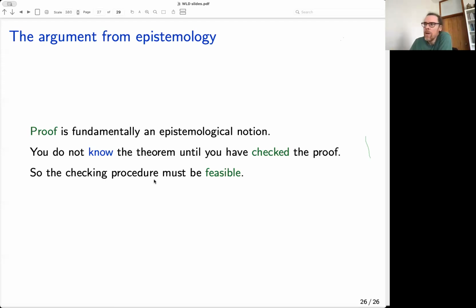Okay, so that's the four arguments. I don't think there is any good argument for adding this feasibility requirement to the very idea of what constitutes a formal proof. So I think we should just stick with the core conception. Okay, so that's it.